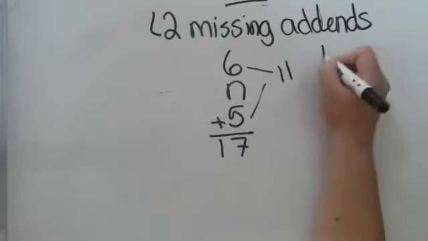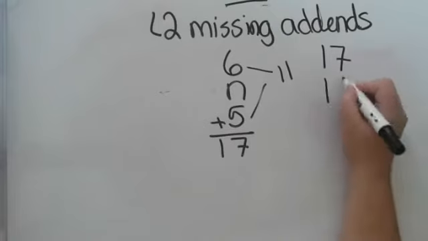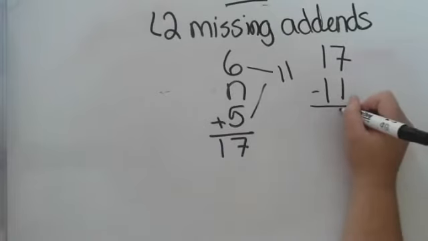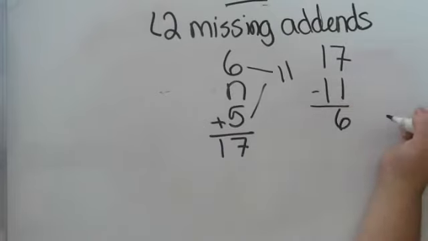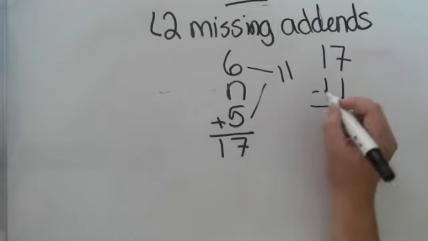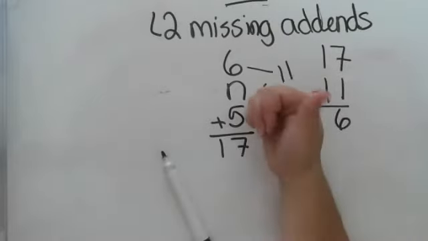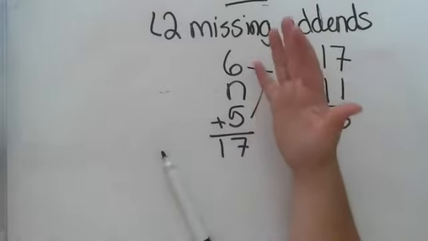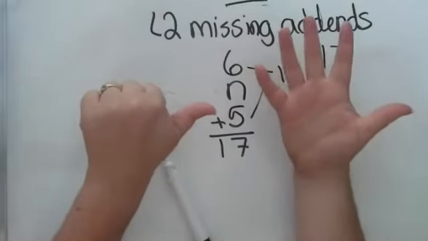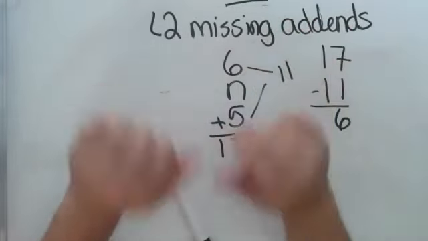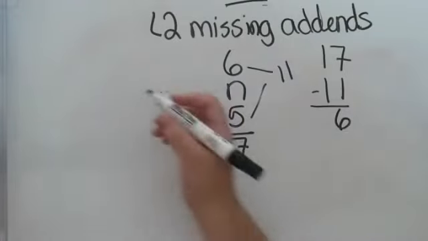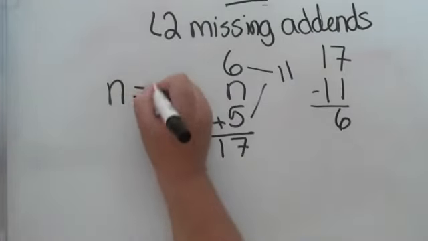Now, I can either take the 17 and minus 11 to get 6, or I can go from 11 and count up to 17. 11, 12, 13, 14, 15, 16, 17. Both ways will work. It just depends on what you want to do. So in this case, n equals 6.